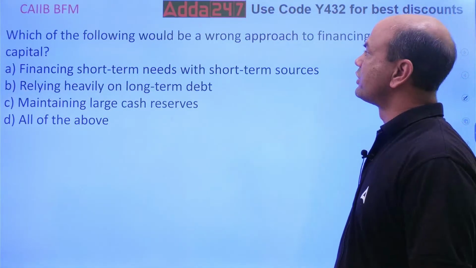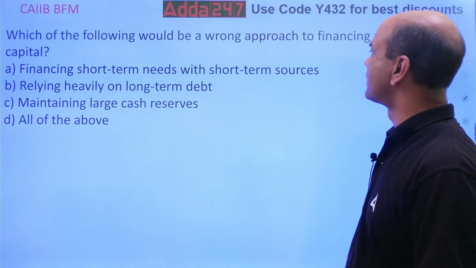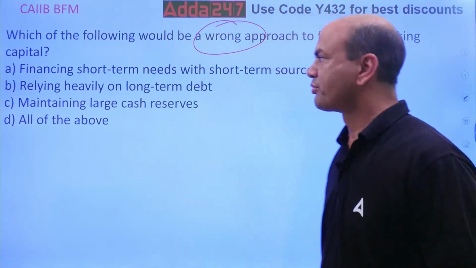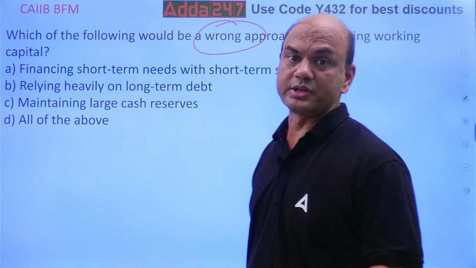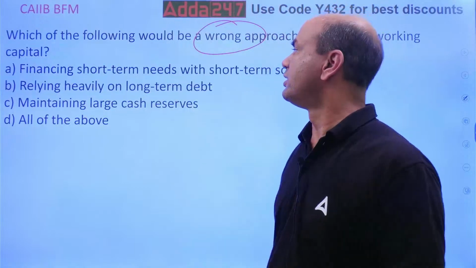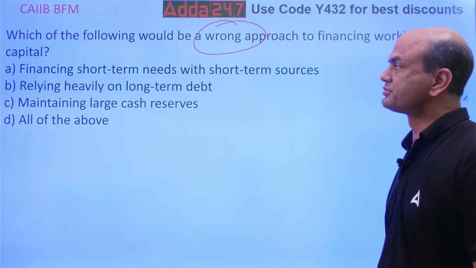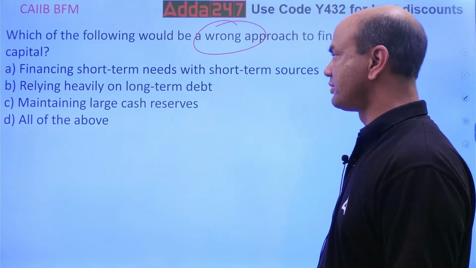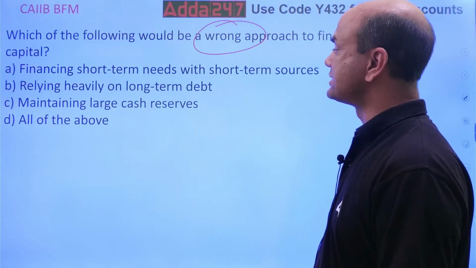Which of the following would be wrong approach to financing working capital? Working capital. Wrong approach. Which of the following would be wrong approach? Means I should not follow this for financing my working capital. Financing short-term needs with short-term sources. Relying heavily on long-term debt. Maintaining large cash reserves.